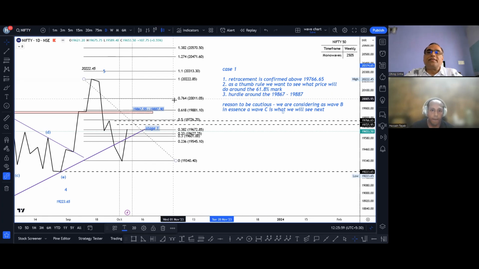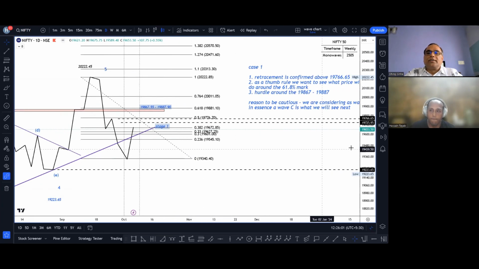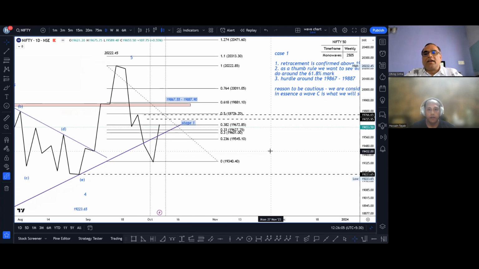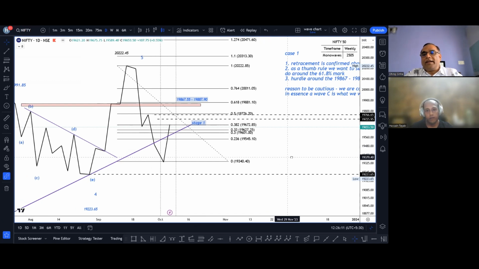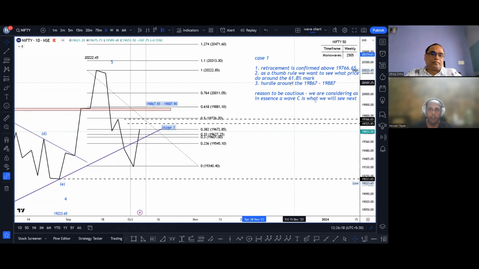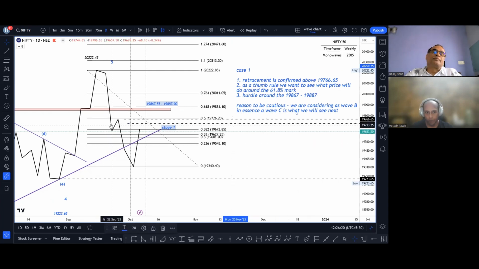However, if the price is not able to take out 767, and starts going down, and if it goes down with thrust, then our earlier low of 19,333 is under threat. That is correct, sir. So as of right now, based on the information that we have on our chart, what you have said is pretty much on point.